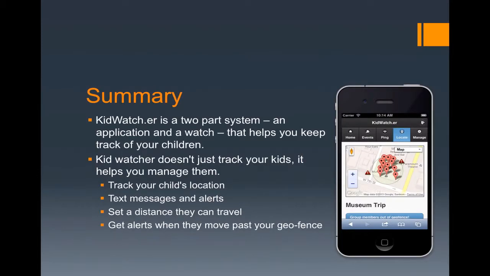KidWatch.er is a two-part system, an application and a watch that helps you keep track of your kids. It doesn't just keep track of your kids, however, it also helps you manage them. So the application will let you set a child's location, it will let you track your child's location, it will send text messages and alerts, and it will receive text messages and alerts when your child goes beyond the boundaries you've set.